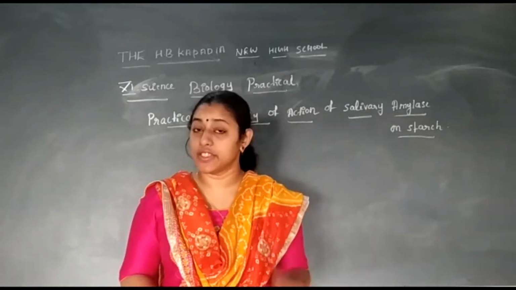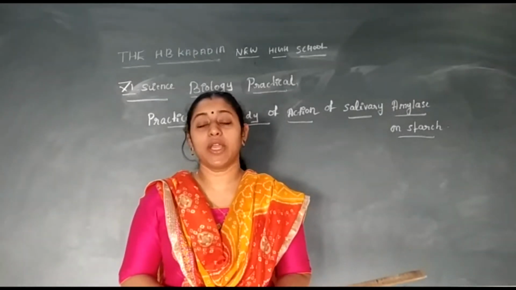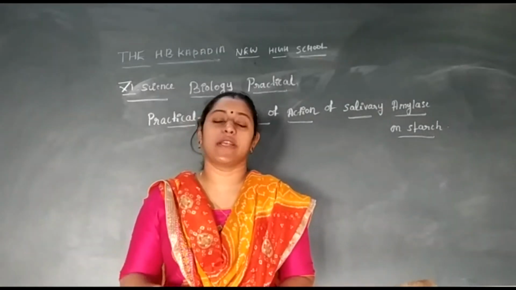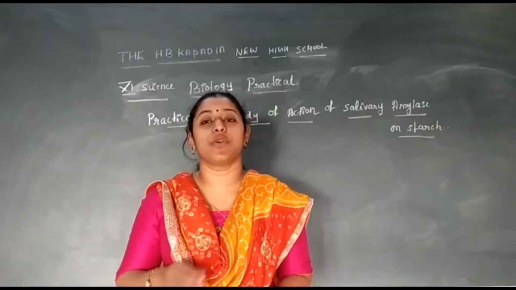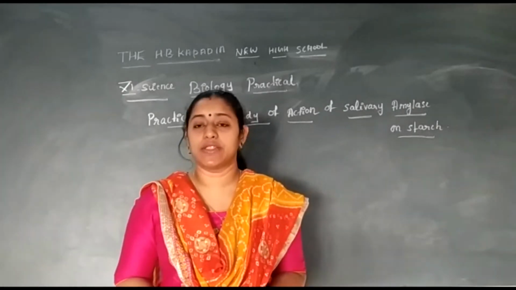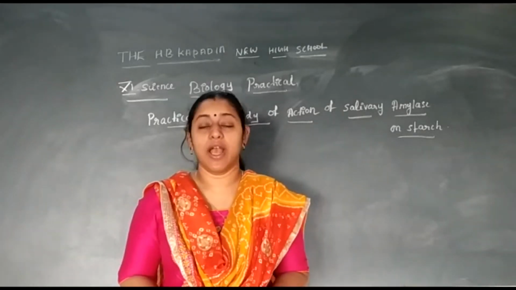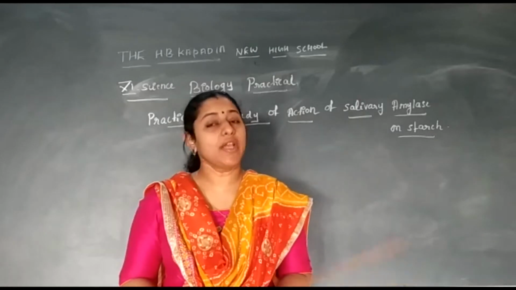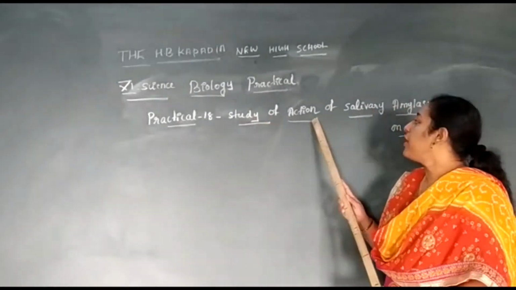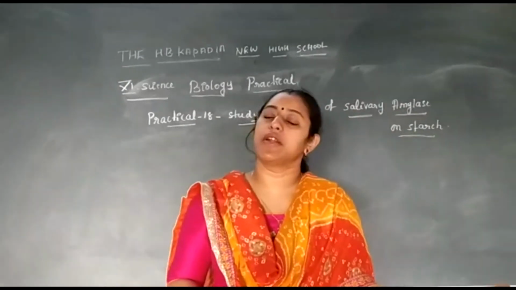For this, we need a starch solution, salivary amylase solution, iodine. Iodine is a reagent that is used to detect the presence of starch in a given sample. So these three solutions we normally need. What are they? First one, starch solution in which we are doing testing. Second one, salivary amylase, that is a must for this test, and also iodine. So we are starting our practical. Practical number 18, the study of action of salivary amylase on starch. Now we will start our practical.